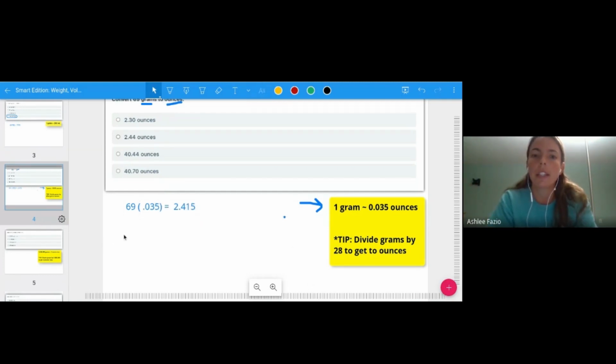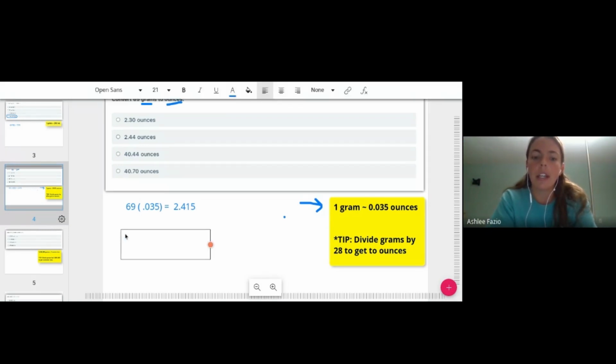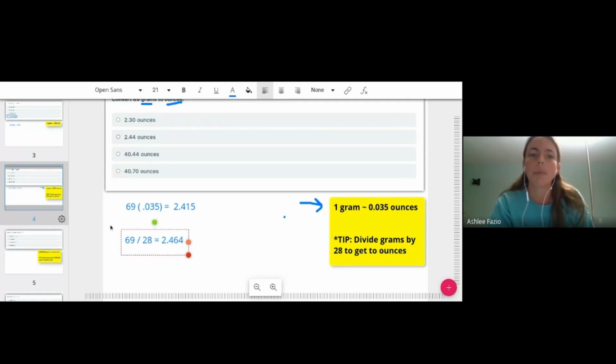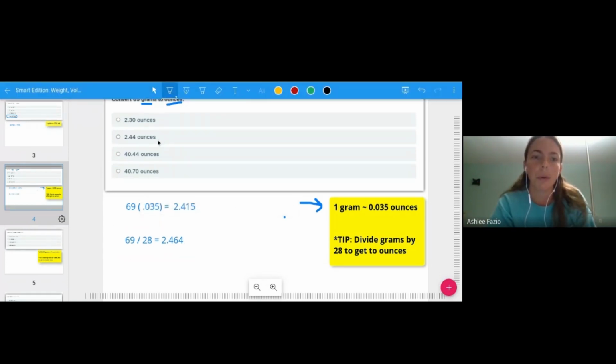So if I took the 69 grams and divided it by 28, plugging that into our calculator will be the quickest way to do that. I get 2.464. Both of these are rounded from my calculator, but you'll notice that they're not exactly the same. But either way we did this, we would just be able to choose which answer is more reasonable. So the more reasonable answer here would be 2.44. All right, so two different ways to approach this question depending on the way that you remember the conversion.